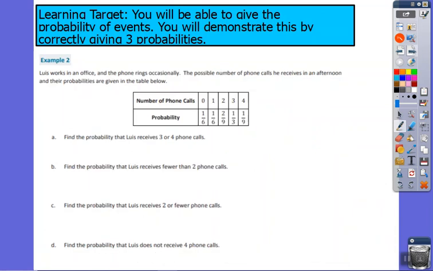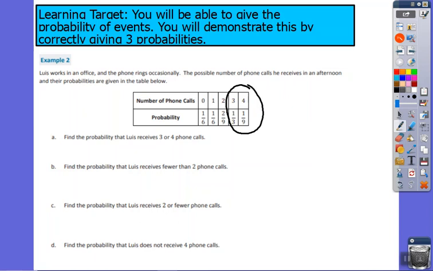Okay, so occasionally it'll be given in decimals. Hopefully most of the time it's given in decimals, but it could also be given in fractions. So Lewis works in an office and the phone rings occasionally. The possible number of phone calls he receives in an afternoon and their probabilities are given in the table below. We'd like to find the probability that Lewis receives 3 or 4 phone calls. So I'm going to have to add those.